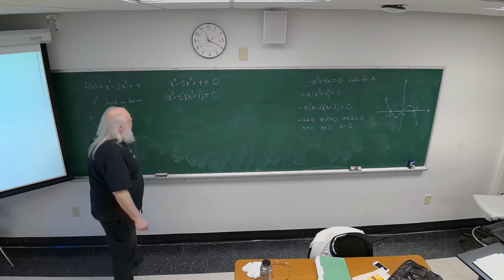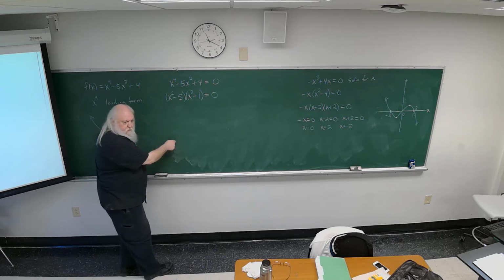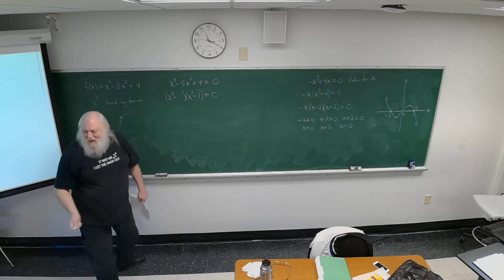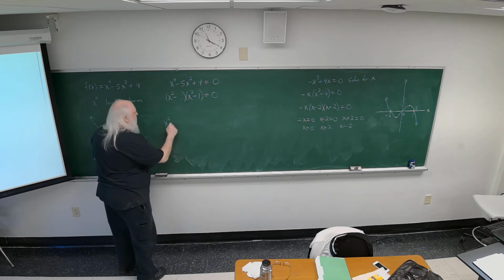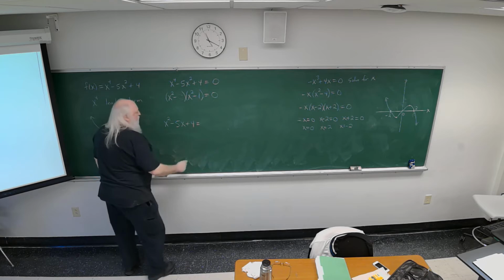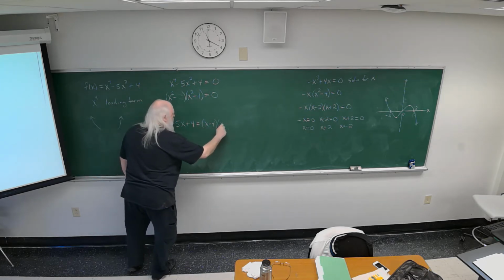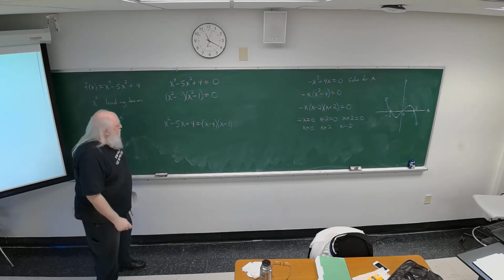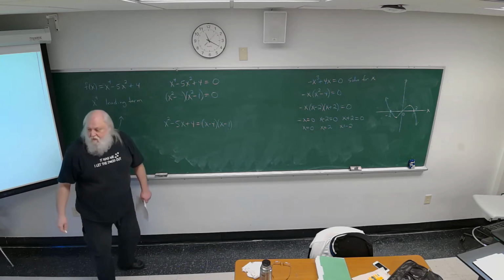Oops, I did that wrong. What's that? Did I do it wrong down here? Yeah, thanks for speaking up. Okay? So what I meant to say, this is x squared minus 5x plus 4. Then this factors into x minus 4 times x minus 1, right? You guys got me spooked.